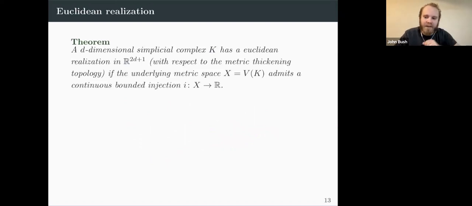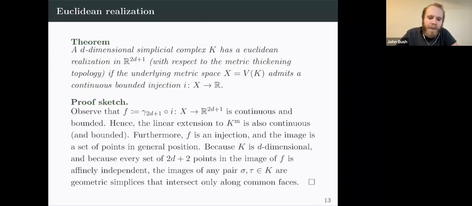Okay, so the analogous theorem for Euclidean realization of a metric thickening says that a d-dimensional simplicial complex K has a Euclidean realization in R^{2d+1}, with respect to the metric thickening topology, if the underlying metric space X, which is the vertex set of K, admits a continuous bounded injection into the real numbers. And this is the proof sketch. We'll consider this map F, which is this injection to the real line followed by the moment curve map. This is a continuous and bounded map from the metric space X to R^{2d+1}. So by that previous lemma that I wrote down, the linear extension to the metric thickening is also continuous.